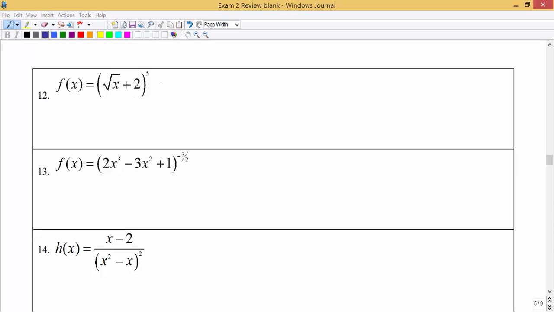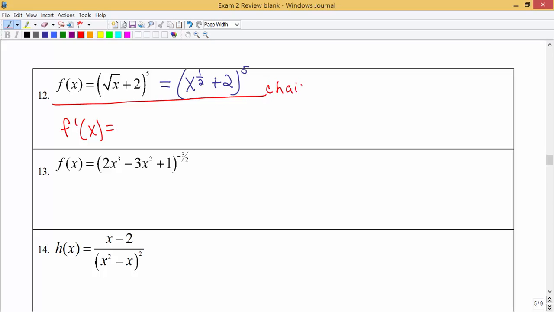Alright, the first thing we're going to do for this one before we take the derivative is to rewrite that square root as x to the 1/2 power. Then we notice that we have everything raised to the same power. So when we take the derivative, we're going to be using the chain rule.